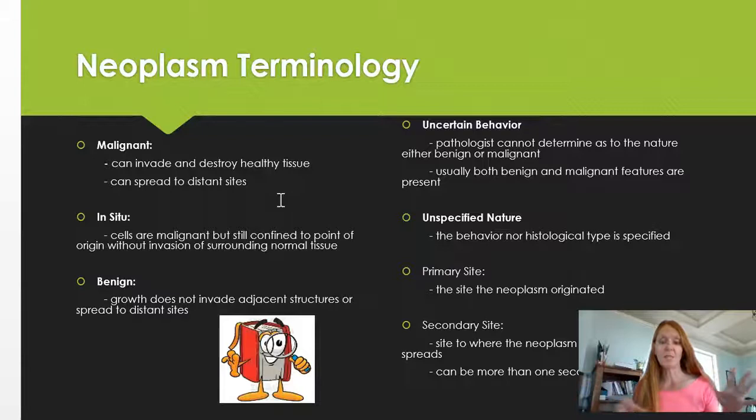Then we have uncertain behavior and unspecified nature. So uncertain means that the pathologist cannot determine if it's benign or malignant, usually because there's characteristics of both. Then we have unspecified, and that's when the physician has not told us the histology. They have not told us if it's malignant or benign. So if that's the case, just stop right there and don't code it. Never code something like that. You don't want to give a patient a diagnosis of cancer if he or she doesn't have it, right?